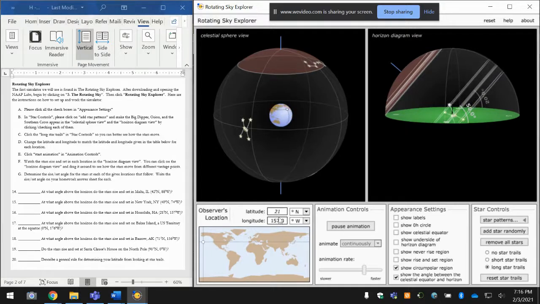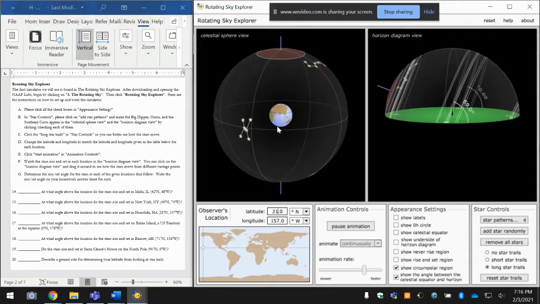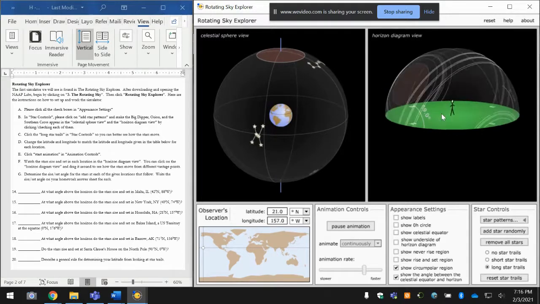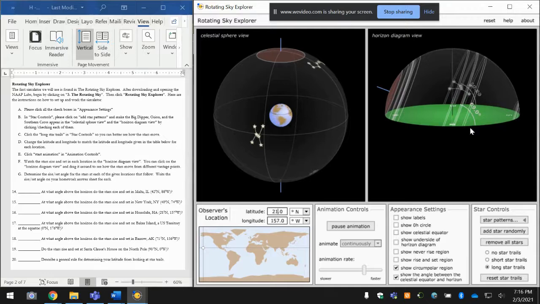And at that location, now you can see you're here on the Earth. I have the Earth spin around here. You can see that the rise-set angle is now 69 degrees here. And you can see there we are in Hawaii with Orion there. Orion has a really high angle of rise-set there.